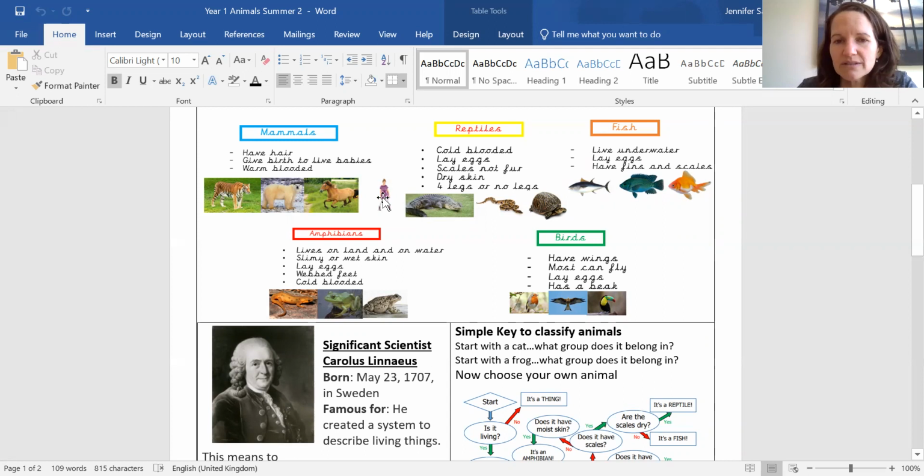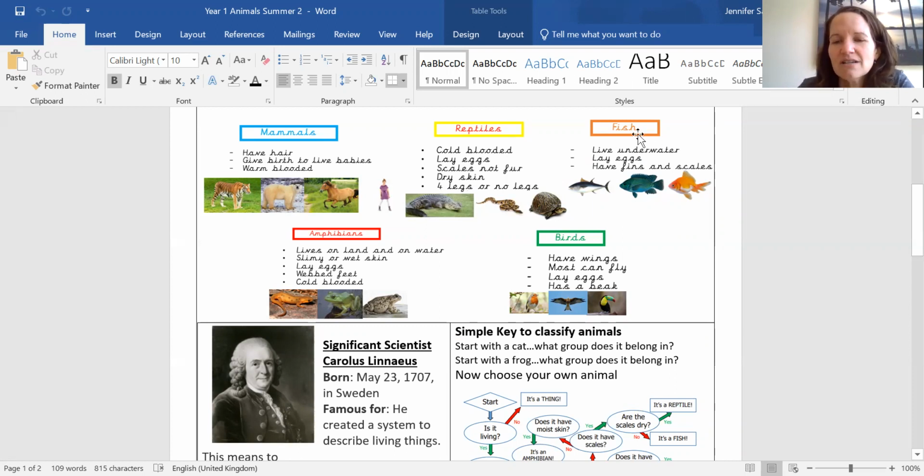So we are mammals. What about reptiles? What are the features of reptiles? Can you remember? They are cold-blooded, they lay eggs, they have scales, not fur, they have dry skin, and they have 4 legs or no legs, like this snake. We have a crocodile. Remember, we learned all about the enormous crocodile. We have a snake and we have a tortoise. And remember, we had a visit from a snake and a tortoise when we were talking about reptiles.